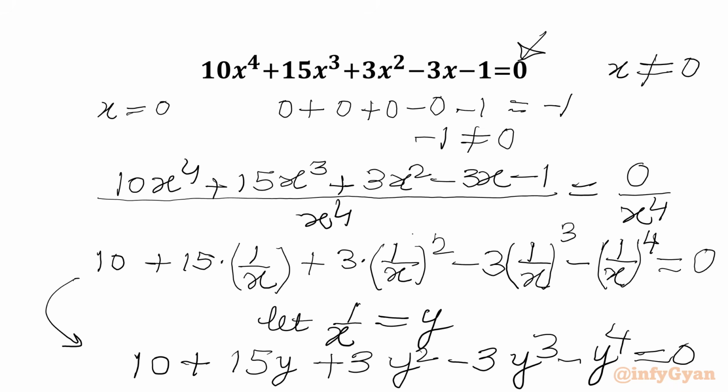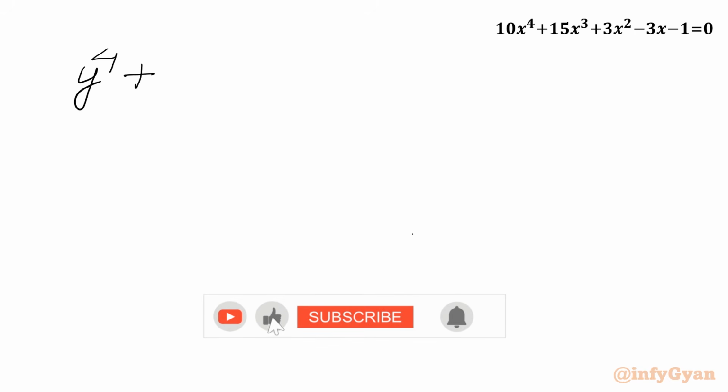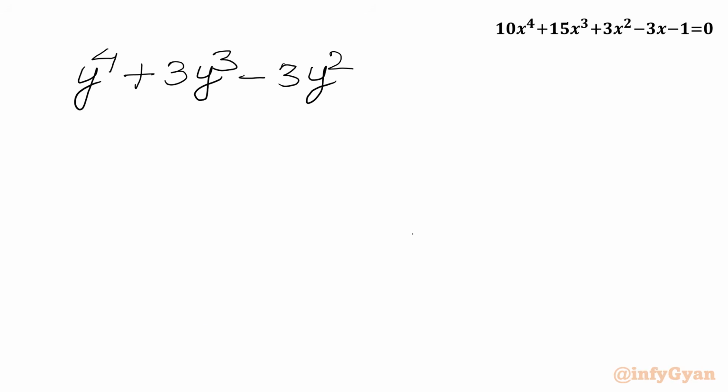Now we will take all the terms to the other side so that the leading coefficient would be positive. So I will get y power 4 plus 3y cube minus 3y square minus 15y minus 10 equal to 0. Now the equation is of degree 4.